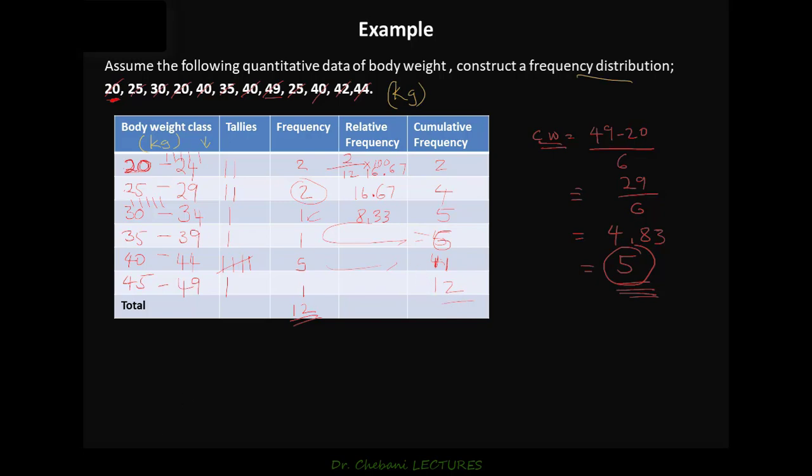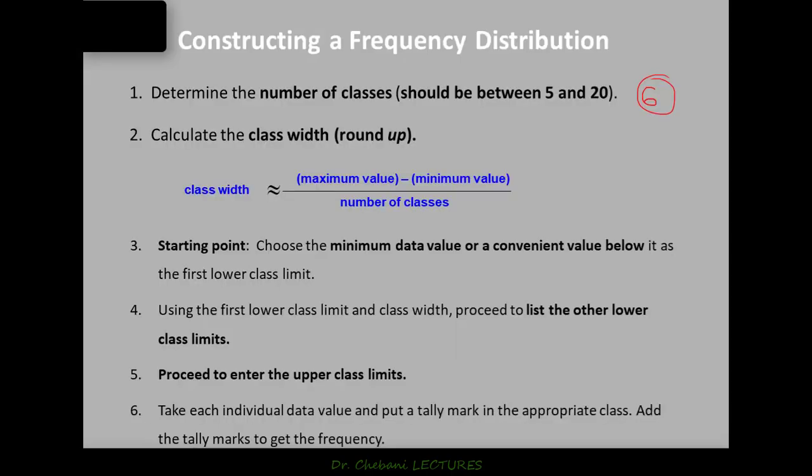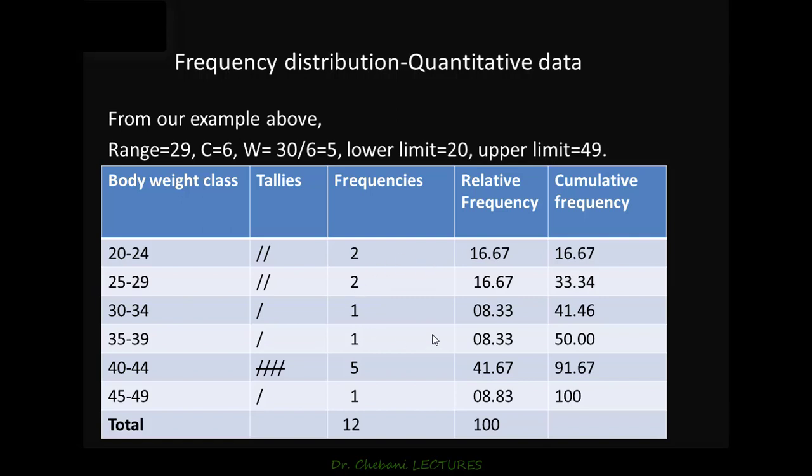Okay, so let's move on. This is how the table would look if you do everything right. We know that the range was 29. The number of classes we had said 6. The width was 5. The lower limit 20, and the upper limit of the distribution is 49. And we have our tallies, frequencies, relative frequencies, and our cumulative frequencies.